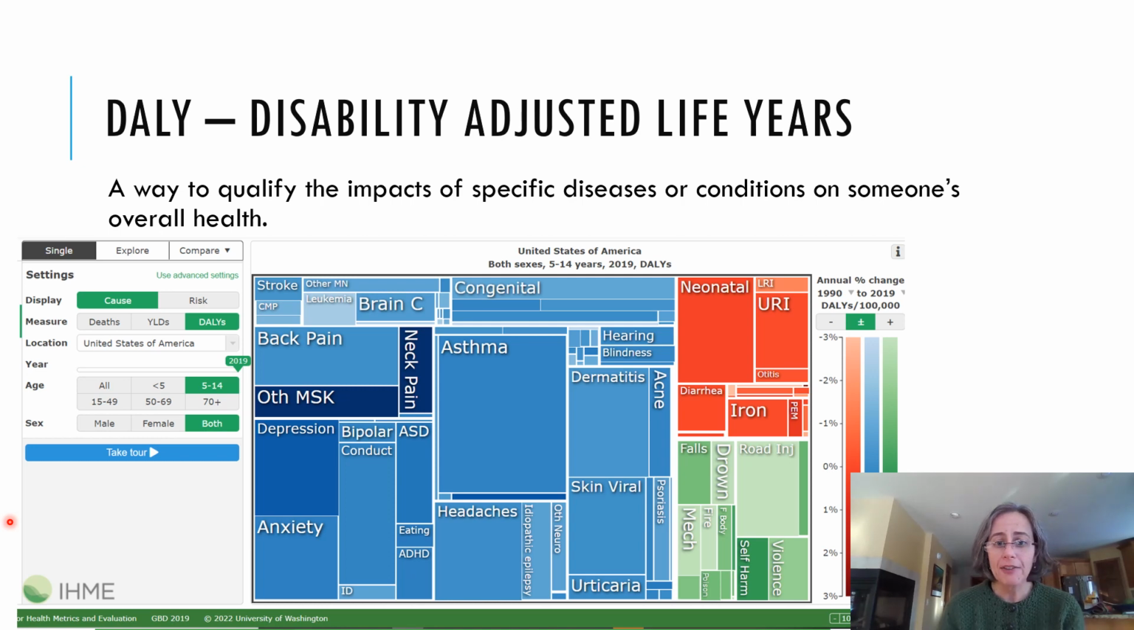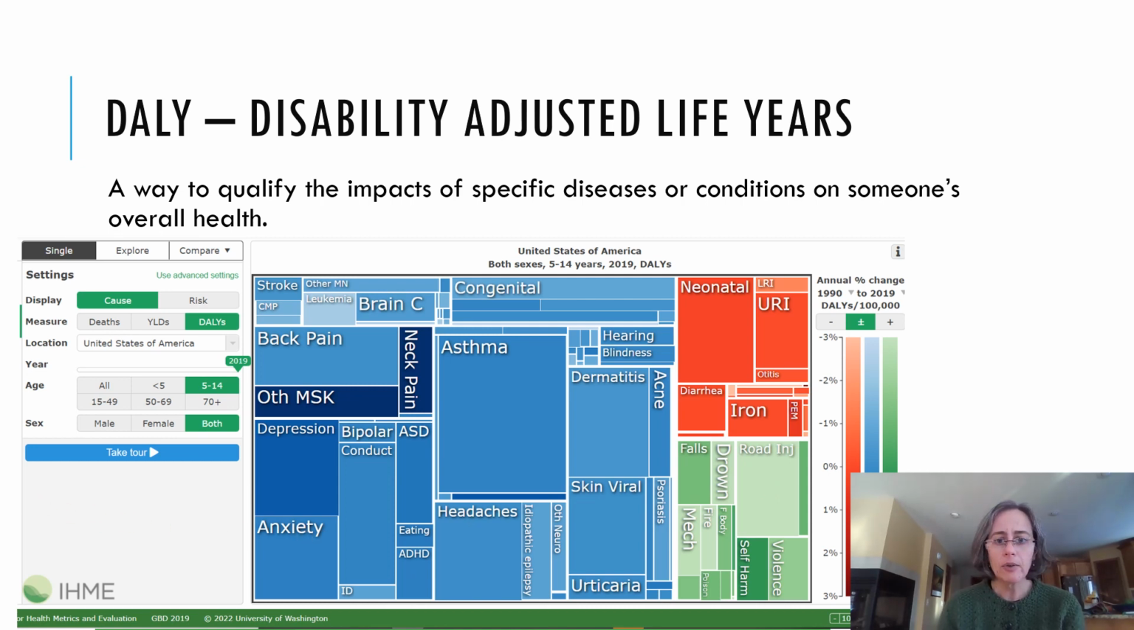Now, this is looking at the United States specifically. You can see a huge difference, right? Those orange things got really small, and the blue things got really big. So the blue things are kind of medical problems. And so we can see asthma is huge in the United States as a cause of disability. We also see depression and anxiety, headaches, right? These are skin problems here. These are road injuries. So very different view of what are the things that are causing low quality of life in children in the United States versus globally.